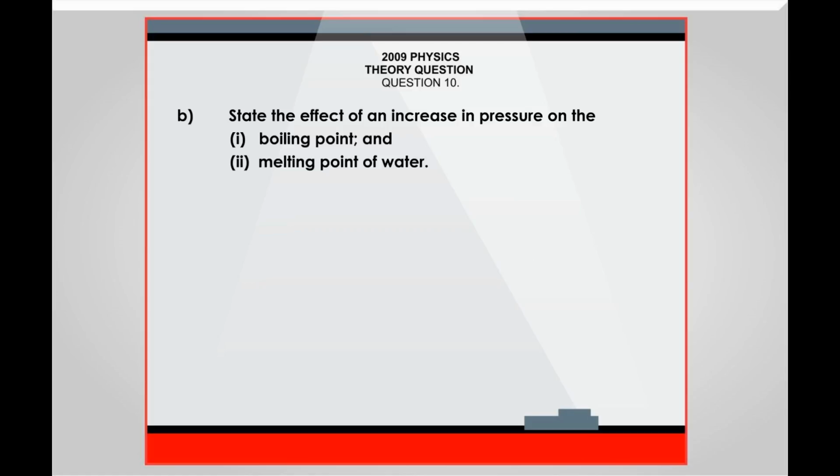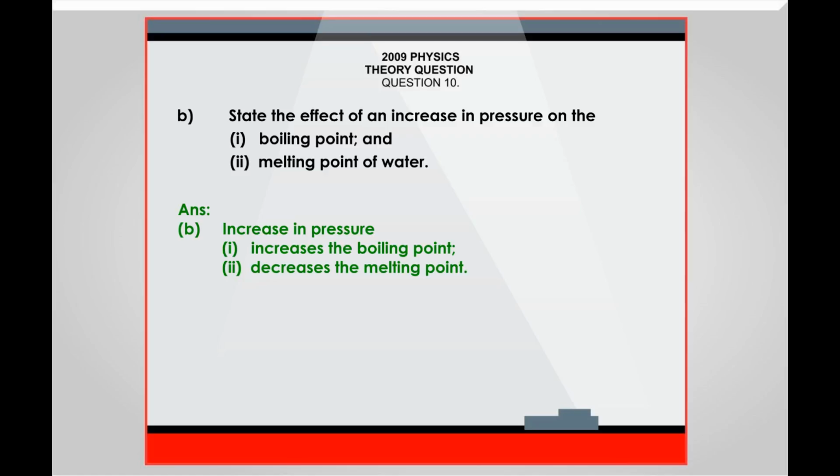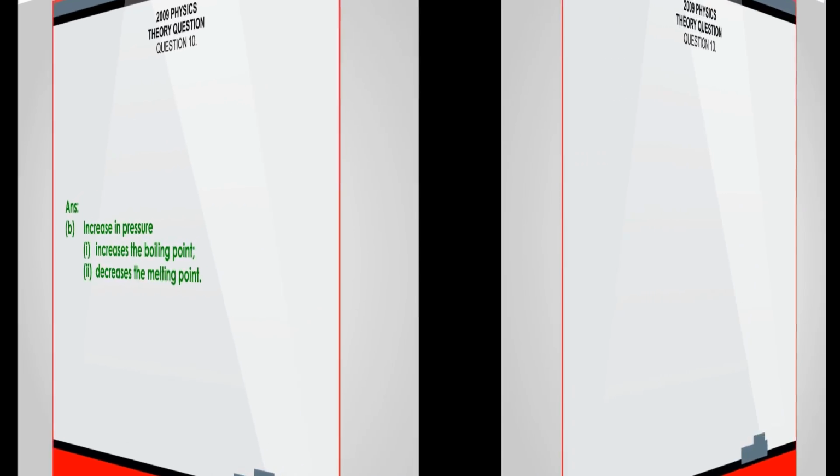B. State the effect of an increase in pressure on I, boiling point, and II, melting point of water. Answer. Increase in pressure: I, increases the boiling point; II, decreases the melting point.